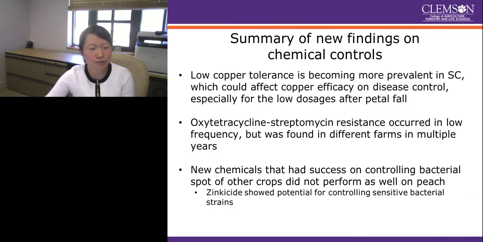So to summarize our research findings on chemical controls: copper tolerance is becoming more prevalent in South Carolina, which could affect copper efficacy on disease control, especially for the low dosages after petal fall. The oxytetracycline and streptomycin resistance luckily still occurred in low frequency, but they were found in different farms in multiple years. And the new chemicals that had success on controlling bacterial spot of other crops did not perform that well on peach. Among them, zincicide was the only one that showed potential on controlling sensitive bacteria on peach.